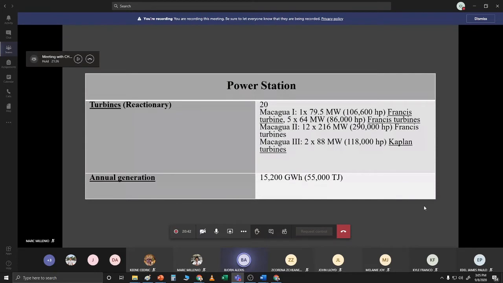Yeah. So, may turbines po siya, overall 20. Dun po sa Makagua 1 na power plant, meron po siyang 1 na 79.5 megawatts na Francis turbine. Tapos 5 pong 64 megawatts na Francis turbines din. So, doon po sa Makagua 2 naman, meron po siyang 12 Francis turbines na 216 megawatts each. Then for the Makagua 3, meron po siyang dalawang Kaplan turbines na may 88 megawatts each. So, nakita po namin ang computation, meron po siyang annual generation na 15,200 gigawatt per hour.